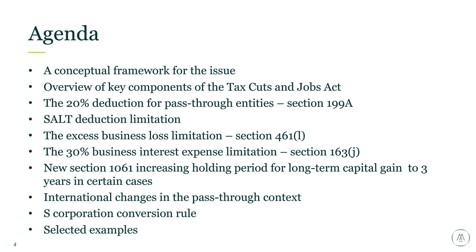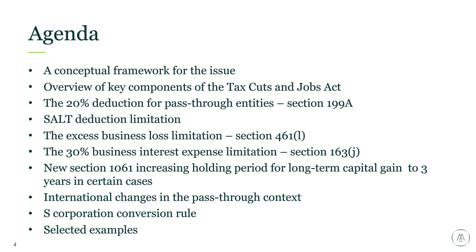S-corps, partnerships, sole proprietorships, limitations on state and local tax deductions, specifically at the individual level, and a new, what they call, excess business loss limitation, which caps the amount of losses that can be used, primarily by individuals, to offset other sources of income that are non-business related, such as wages and portfolio income, basically limited to $250,000 for single taxpayers and $500,000 for married filing joint.